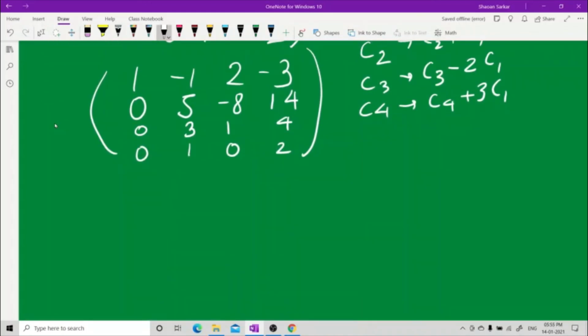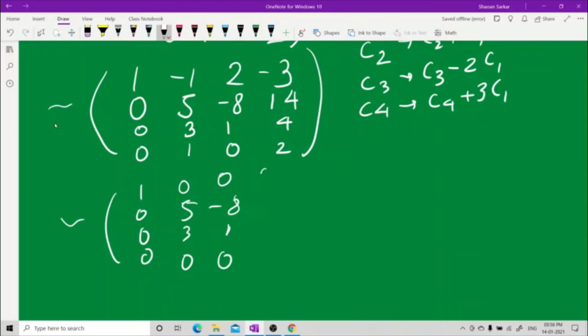Now you see, using these operations, I'll get 1, 0, 0. Let me write this. This will become 0, 0, 5, 3, 0. Then this will become 0, minus 8, 1, 0, and 0, 14, 4, 2. This is the thing. Now the idea is that I may try to reduce these two expressions.